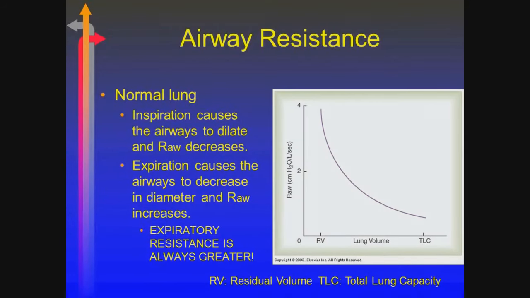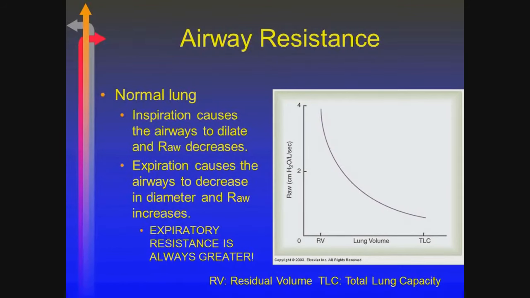Okay? Residual volume is the volume of gas that's in your chest once you do a maximal exhalation. So if you exhale all the way down till you can't blow out anymore, that amount that's still in there is what we call residual volume. Okay, there's always going to be something there. Even if you get your wind knocked out of you, you can't lose your RV.